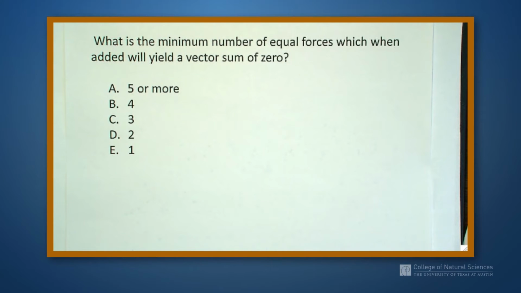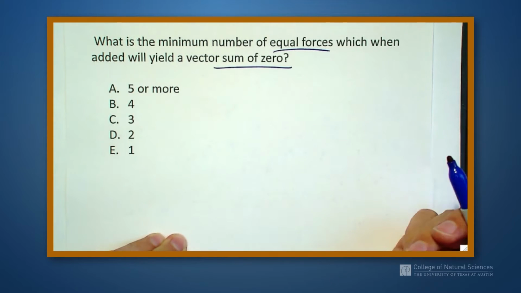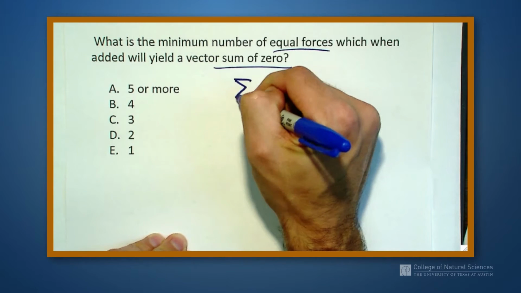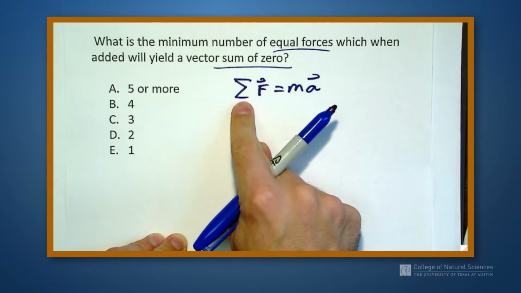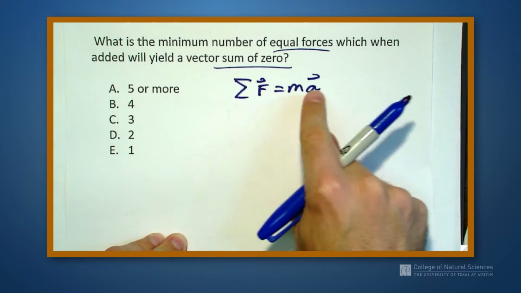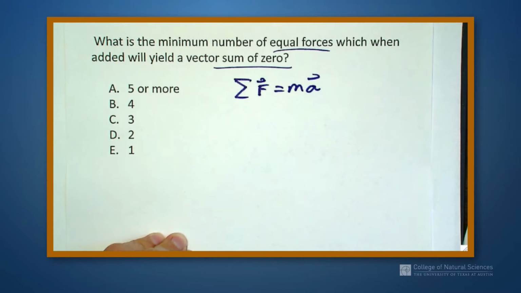All right, let's look at a problem. This is a pretty simple problem to state, but it's kind of an interesting problem and has some interesting ramifications. So it asks, what's the minimum number of equal forces that we can add to equal a vector sum of 0? Well, if we are adding our forces up, that means Newton's second law says if we add our forces up, it provides us with an acceleration.